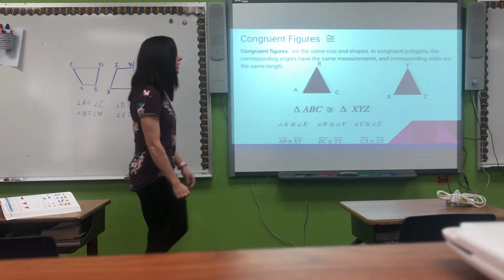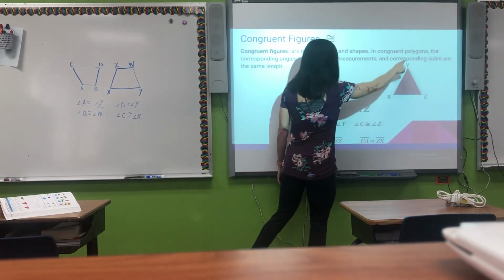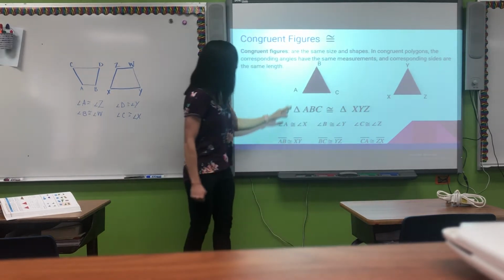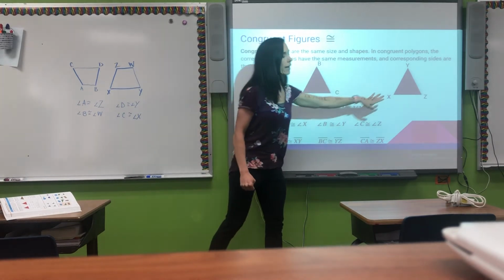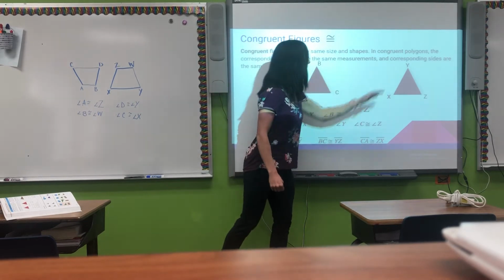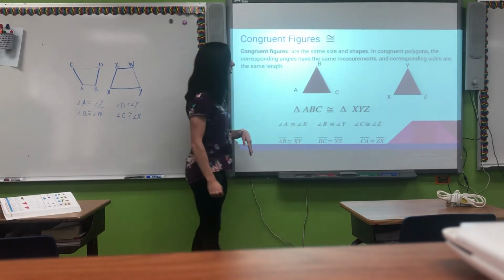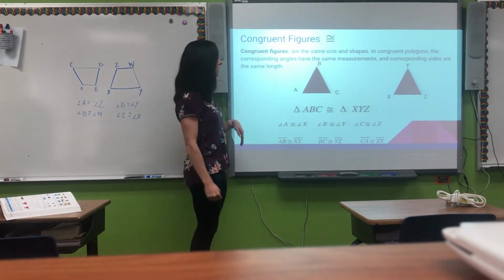So here, if triangle ABC is congruent to triangle XYZ, then angle A and angle X are congruent. That means they have the same measurement. B and Y are congruent. C and Z are congruent. So the same is true with our sides.